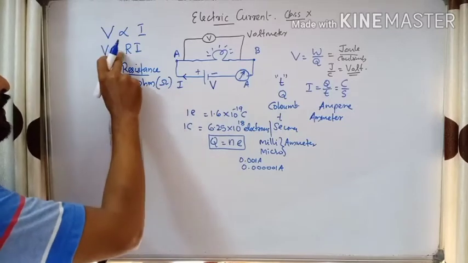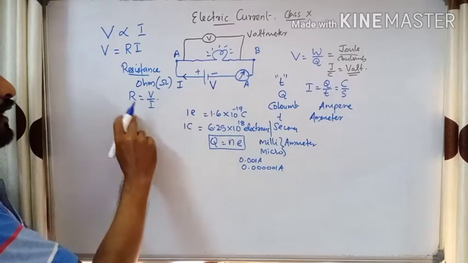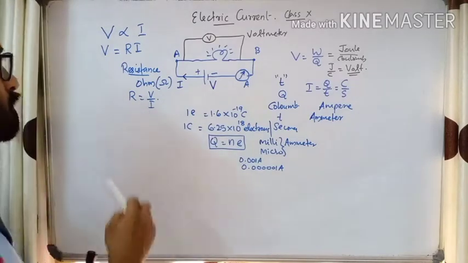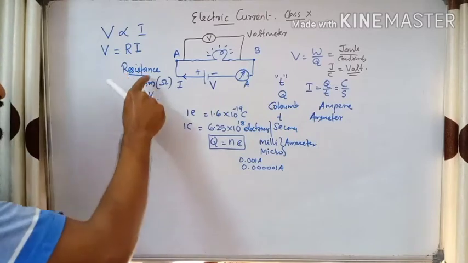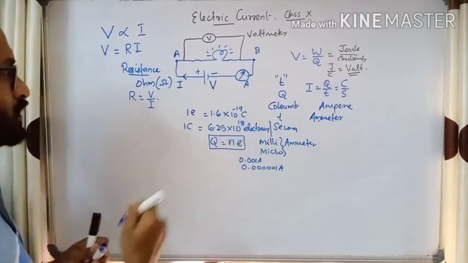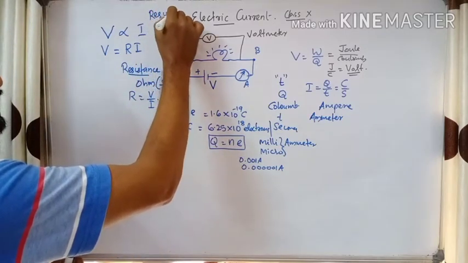How can you write the equation of resistance now? R is equal to V by I. Okay. Now I am going to explain how we can conduct the experiment of Ohm's law. See, the resistance is the property. Now there are devices which can create resistance. Those devices are called resistors.